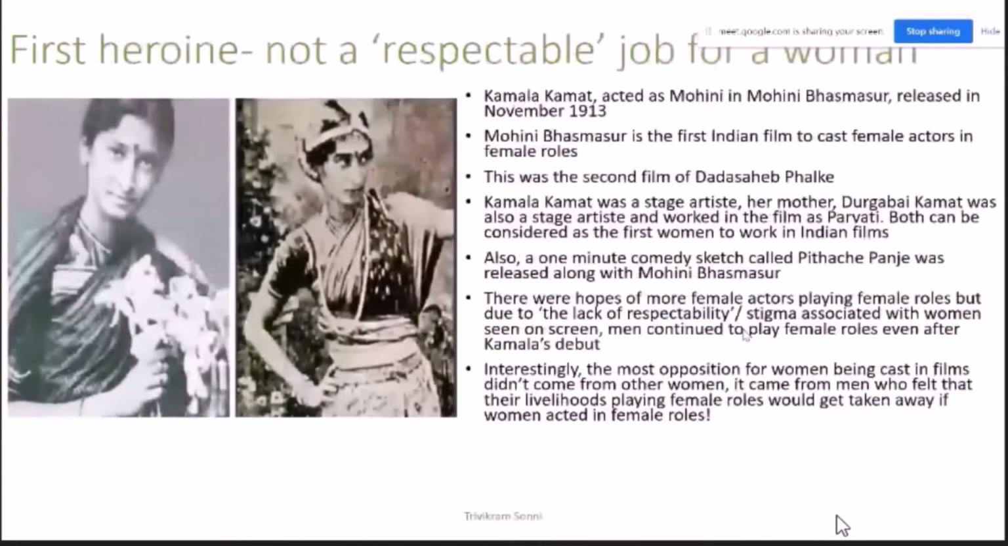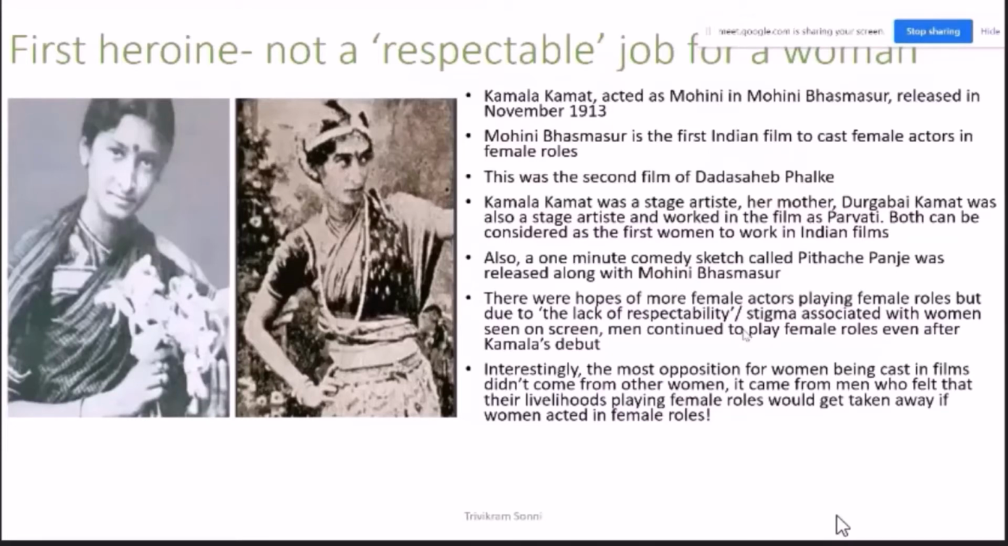Okay. So, Harishchandra. Now, first heroine. It obviously is not a respectable quote-unquote job for a woman. However, one lady called Durgabai Kamat was a stage artist, and she came forward to work in Mohini Bhasmasur. This was Phalke's second film. And Mohini Bhasmasur is the first Indian film to cast female actors in female roles.